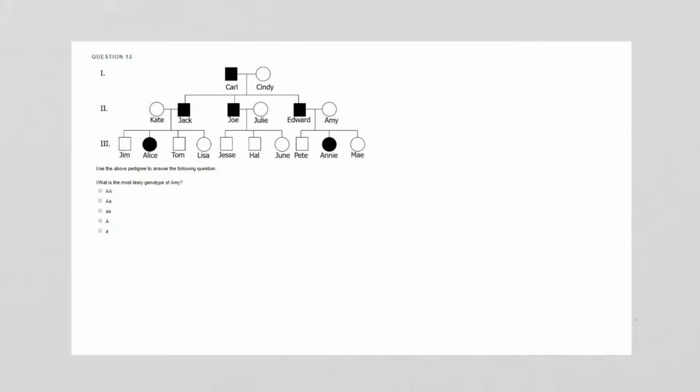In question 12, we're looking at the genotype of Amy. Since this is a dominant pedigree, any of the white circles are going to be recessive, so she has 2 lowercase a's.